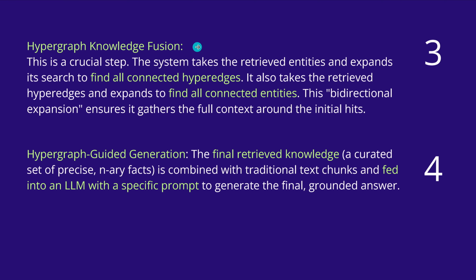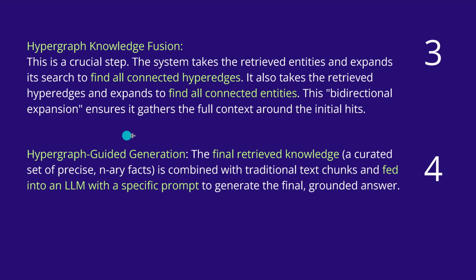Remember, this is the critical step. It takes the retrieved entities and expands its search to find all connected hyper-edges. But it also takes the retrieved hyper-edges and expands those to find all connected entities, all nodes that are within the hyper-edge. So you have a bidirectional expansion, like the Big Bang of the universe. You ensure that it has the full information content for everything that is even close by. And then you have the generation.